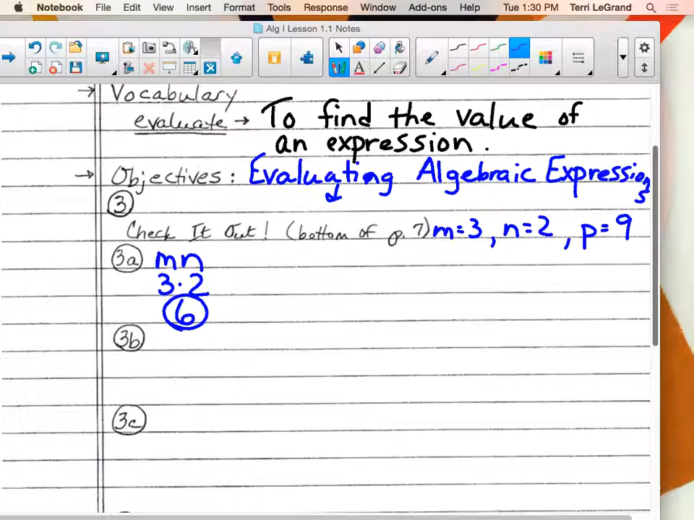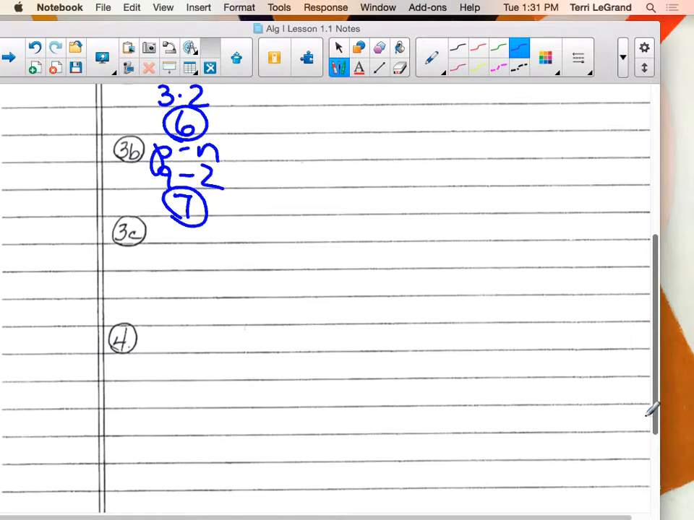3b. Now we have the algebraic expression p minus n. They were just too nice to you in these. P is 9, it says it right there. N is 2, it says it right there. 9 take away 2 is 7. So help me if you put your fingers to your calculator. Life is not good for you.